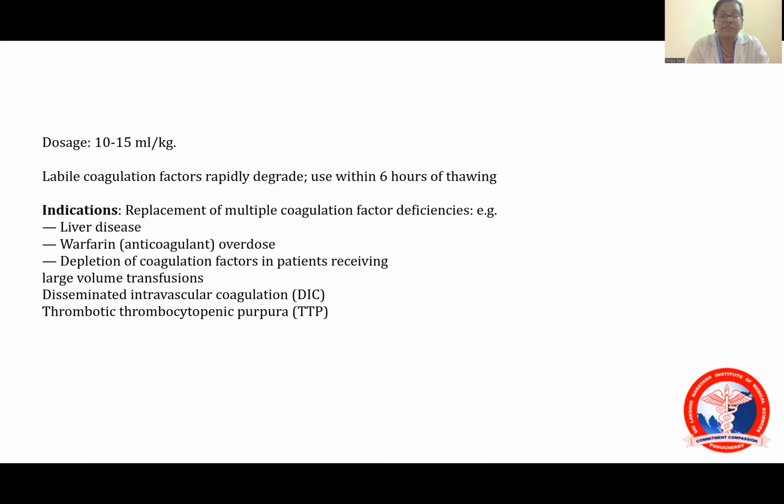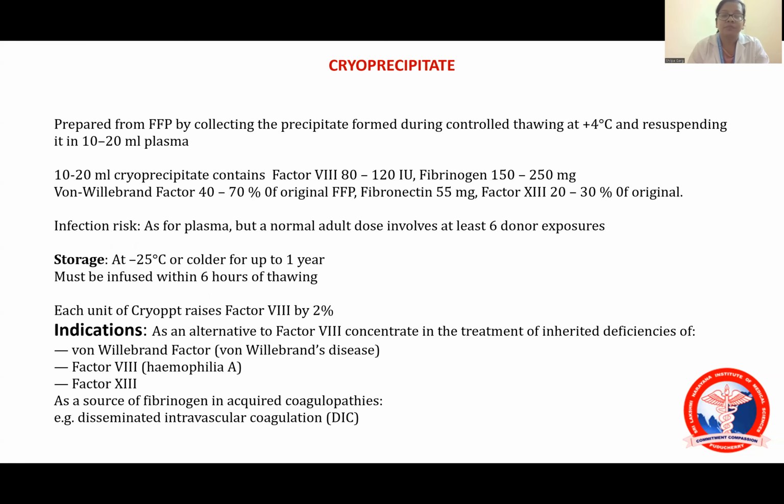What are the indications of FFP? Replacement, in cases where we need replacement of multiple coagulation factors. For example, coagulation factor deficiencies, as in liver disease, in anticoagulant overdose, in cases of depletion of coagulation factors in patients receiving massive volume transfusions, or DIC or thrombotic thrombocytopenic purpura.